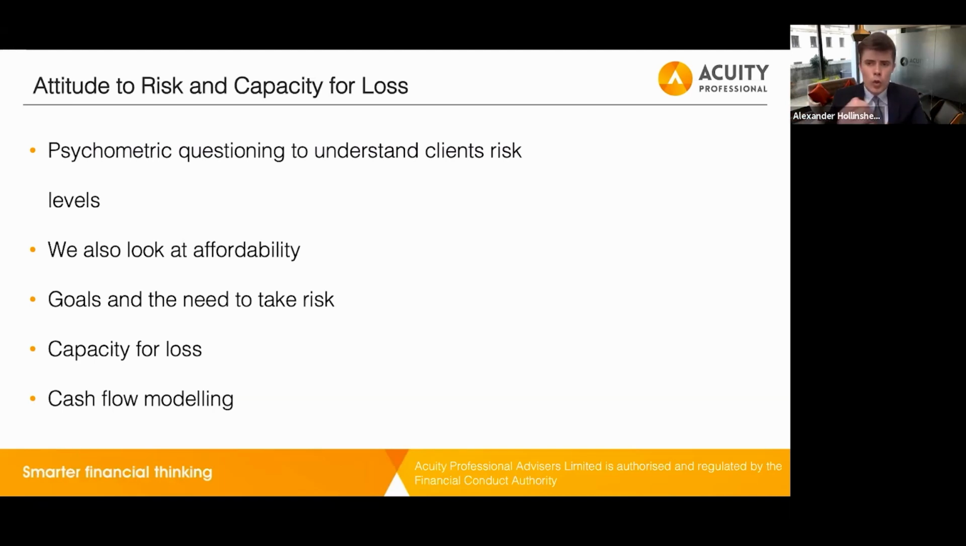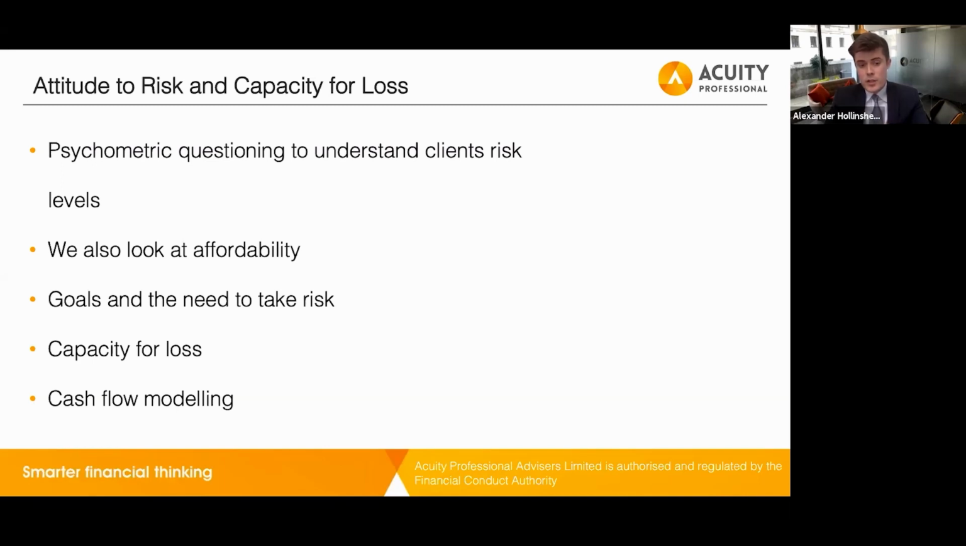We'll also look at your goals and your need to invest. If you are someone who already has a good pension pot, you might be taking too much risk. You might not need to take so much risk. You could scale it back. And then we also look at your capacity for loss. We look at your affordability. How much have you got coming in and how much have you got going out? This is also a big part of the financial planning process in general, making sure that people are not overspending. They're not spending too much.